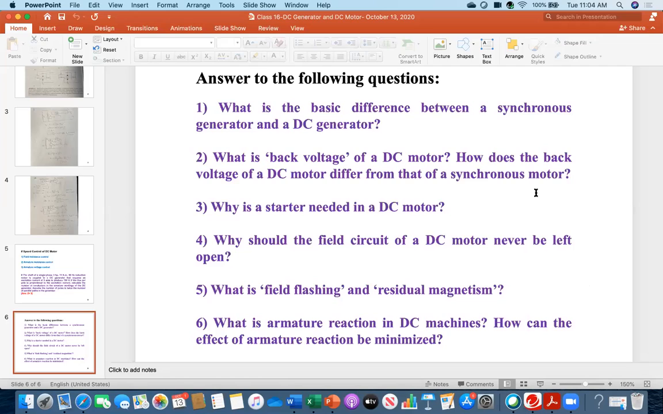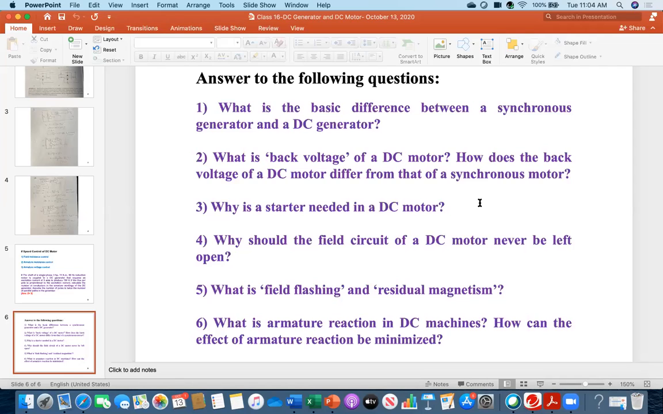Dr. Ali, the only one I'm having trouble with is the second part of number 2. Okay. So how does the back voltage, so this means for the DC motor, you know what is the back voltage, right? Yeah, that EB. So what is the feature of the back voltage that you are noticing in DC motor versus what are the features of back voltage for synchronous motor? You need to write down those things. Okay. Yeah, that will be the answer.